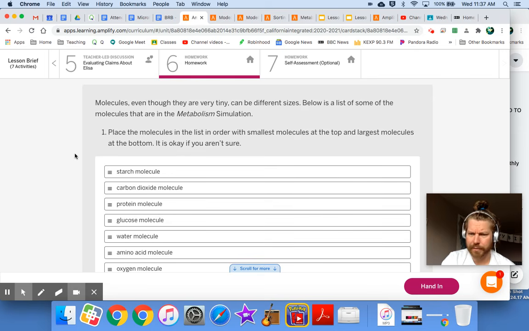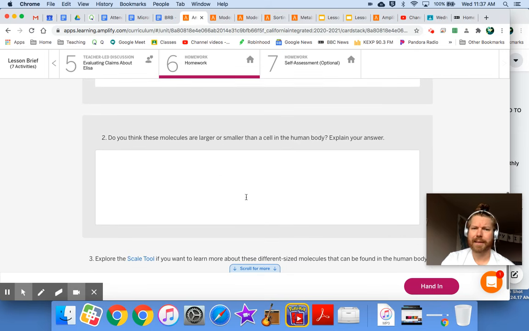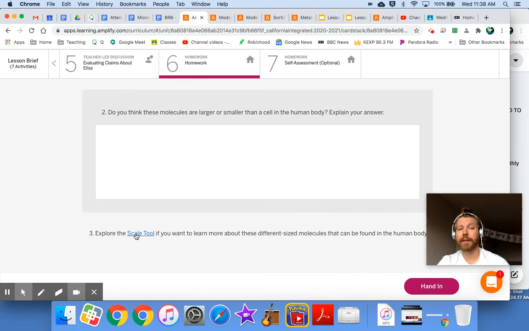It's okay if you're not sure. And then here we go. Do you think these molecules are larger or smaller than a cell in the human body? Explain your answer. Explain, please. And you can go ahead and use the scale tool. Hey, there's another link to it right there from last unit if you want some help with that.